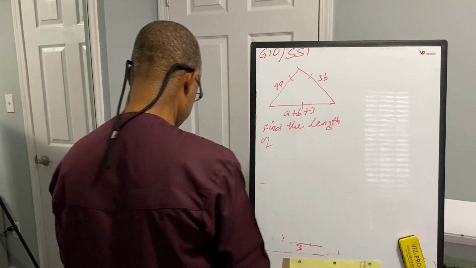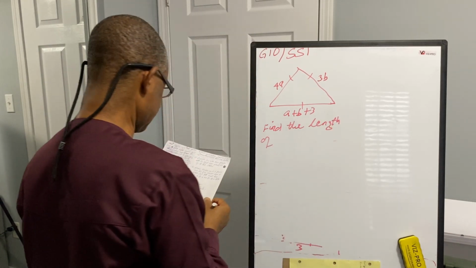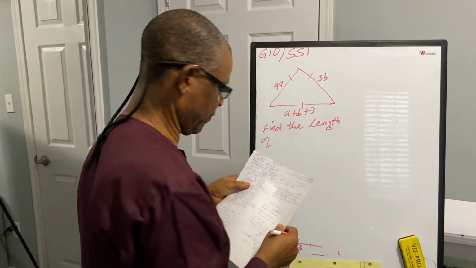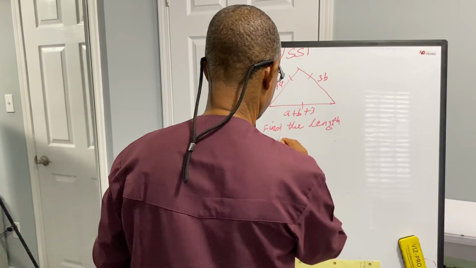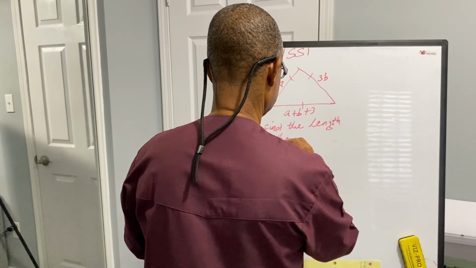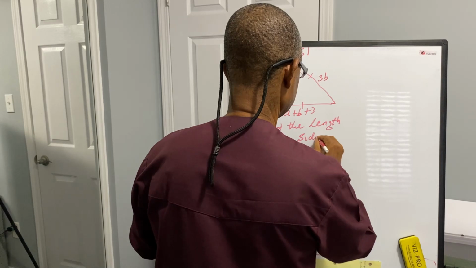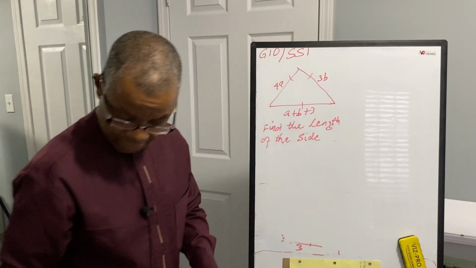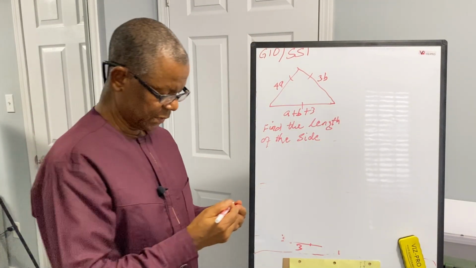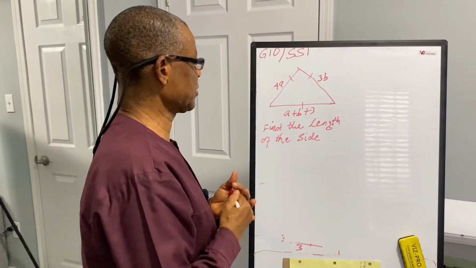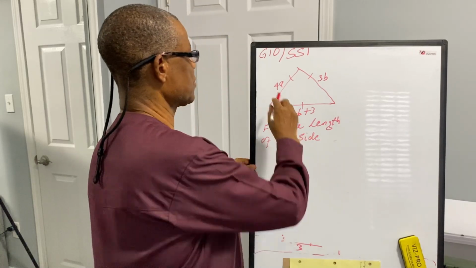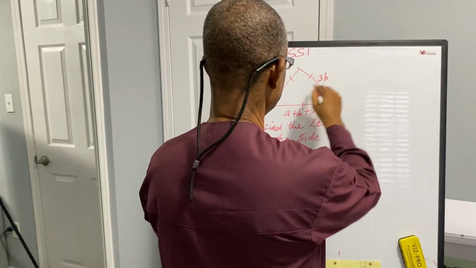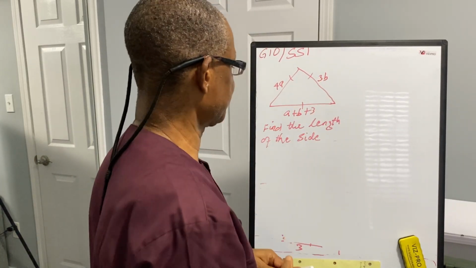We are finding the length of this very side of this equilateral triangle. Find the length of the side. Remember, the three sides of an equilateral triangle are equal. Each of them is equal. In other words, 4a is equal to 3b equals a plus b plus 3.